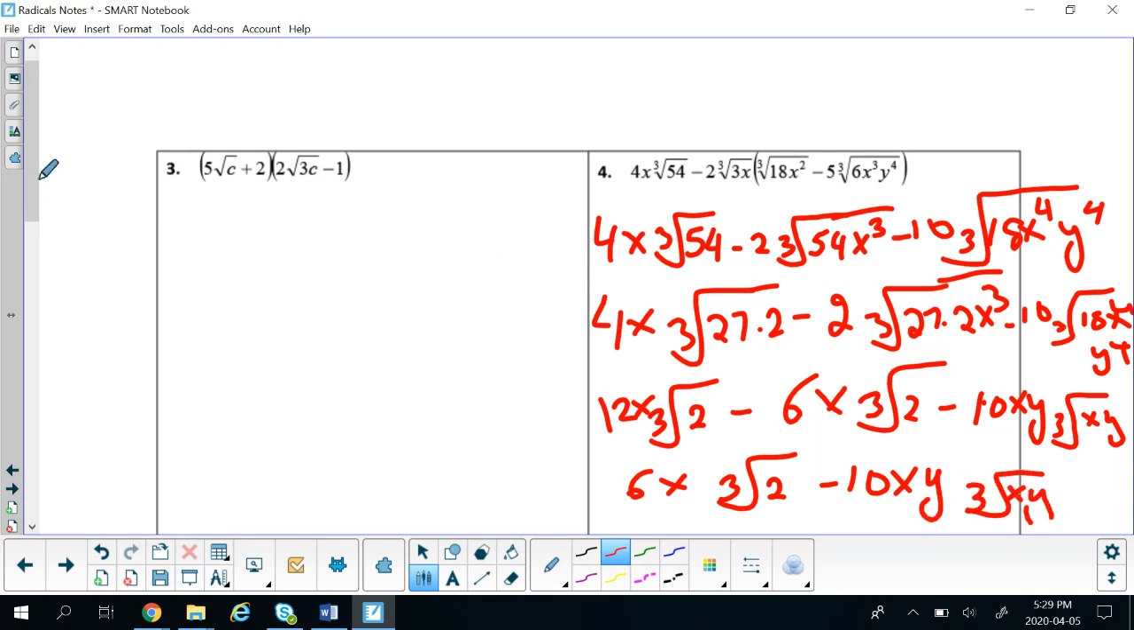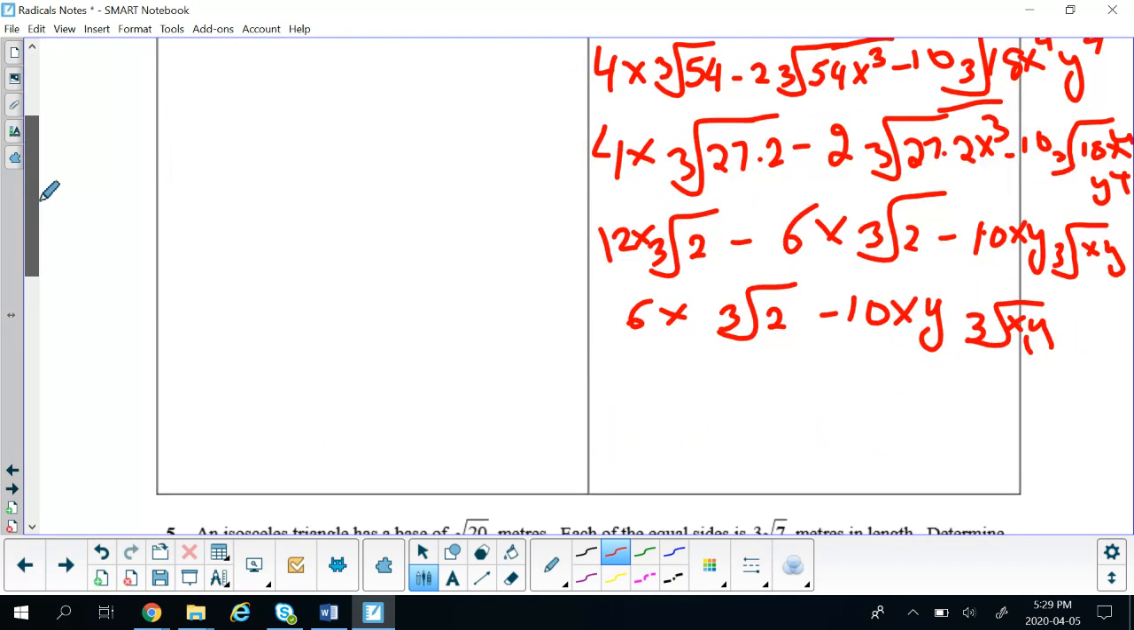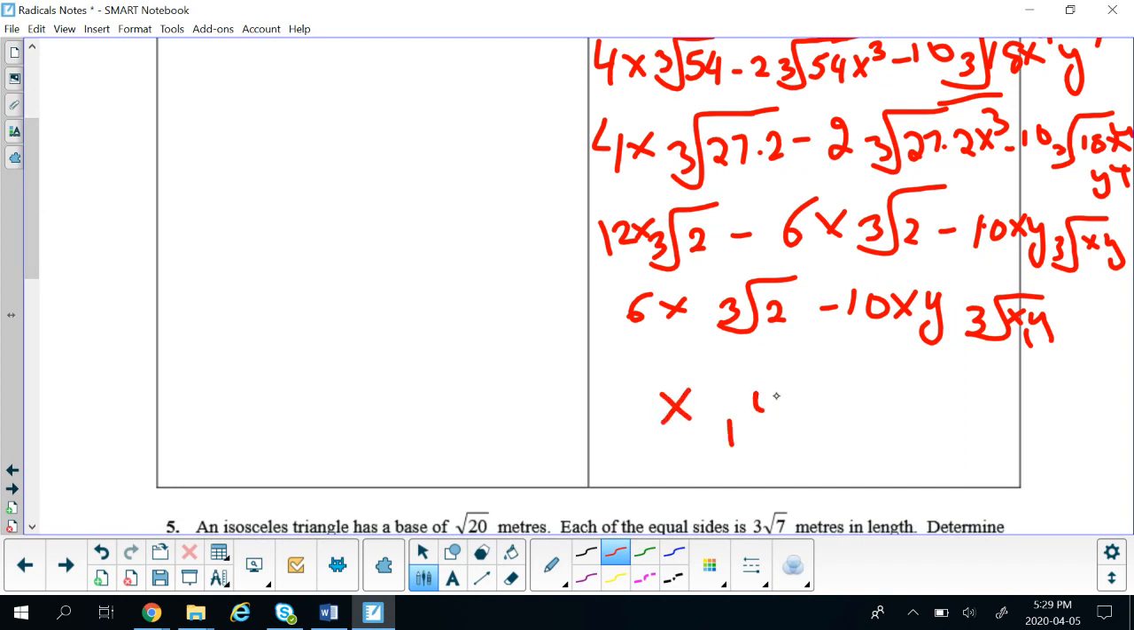Okay, let's look at our restrictions now. Because our index is odd here, so that is 3. So our restriction on, we have two variables, x and y. So our restrictions on these two variables will be all real numbers because of our odd index.